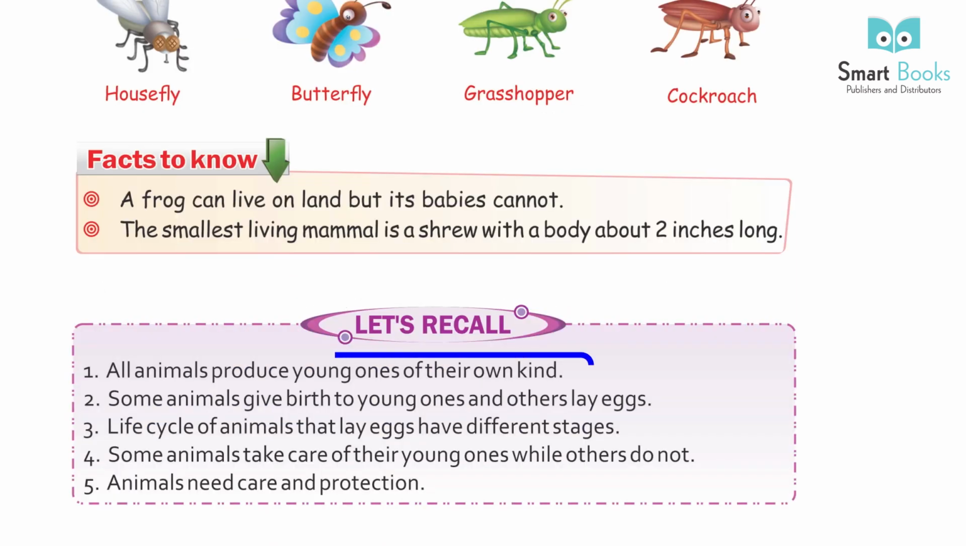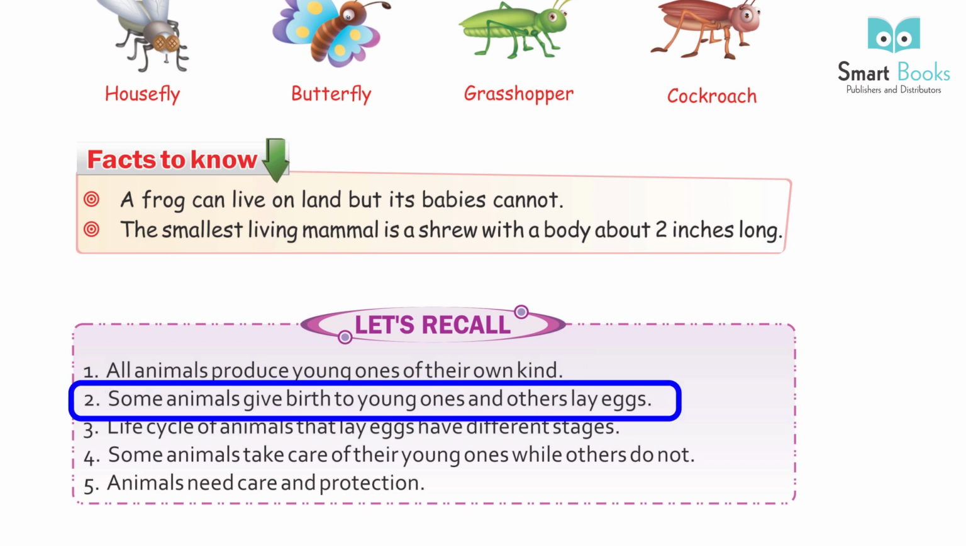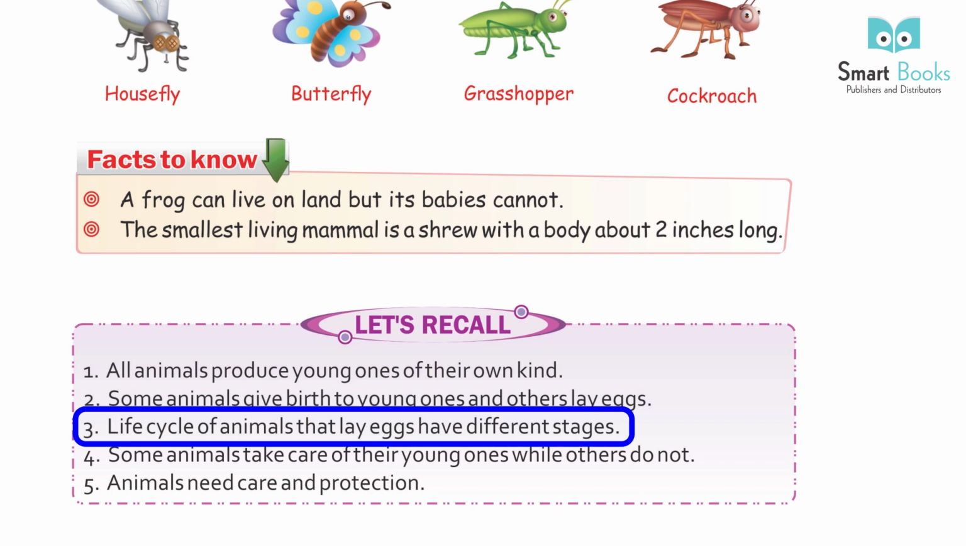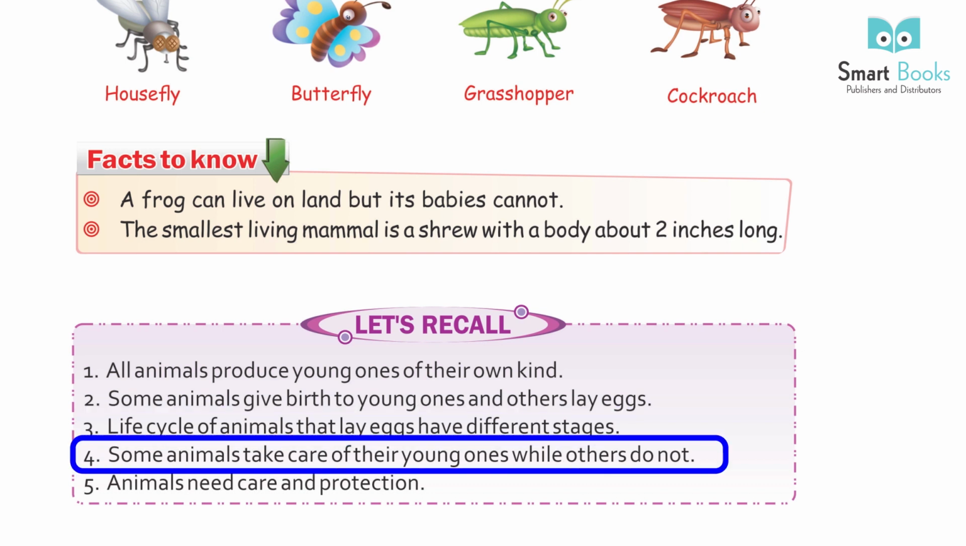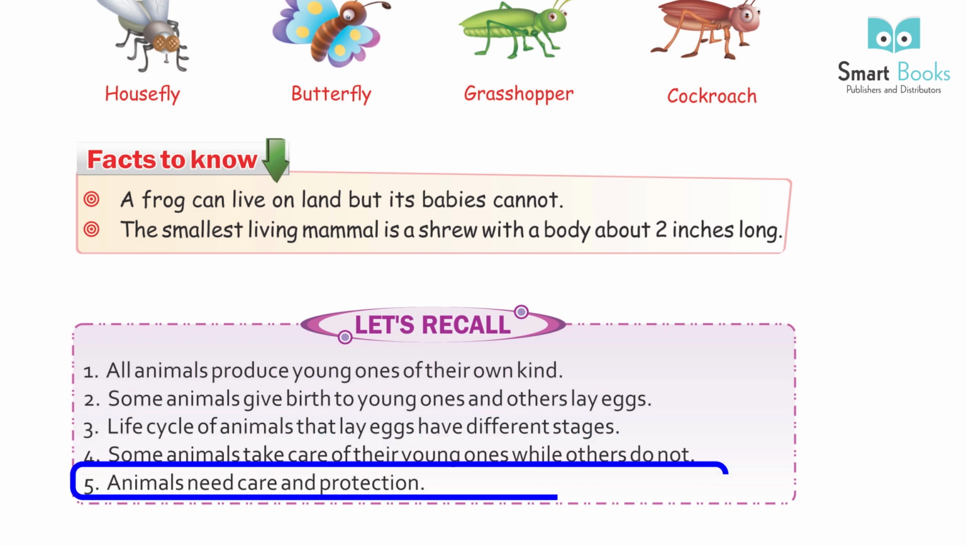Let's recall. 1. All animals produce young ones of their own kind. 2. Some animals give birth to young ones and others lay eggs. 3. Life cycle of animals that lay eggs have different stages. 4. Some animals take care of their young ones while others do not. 5. Animals need care and protection.